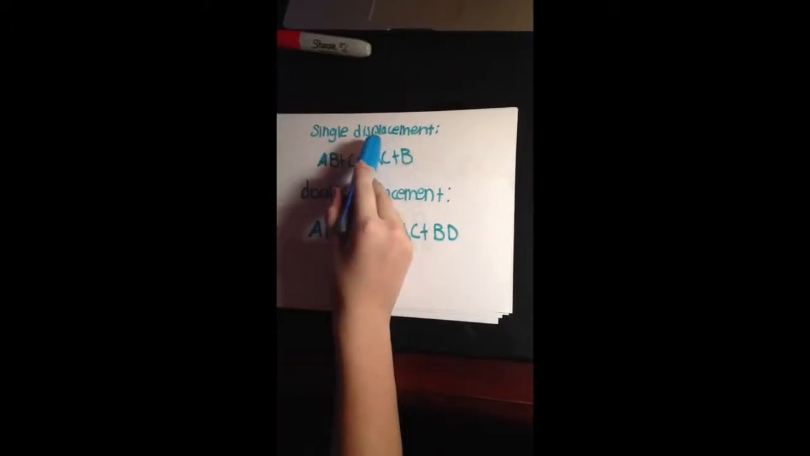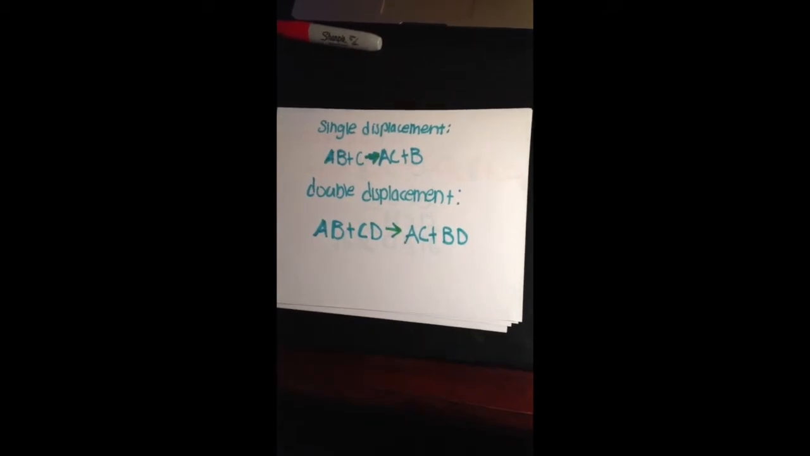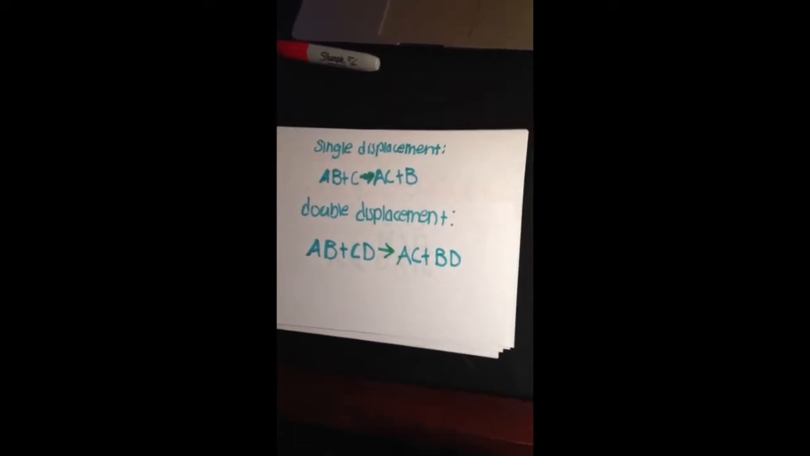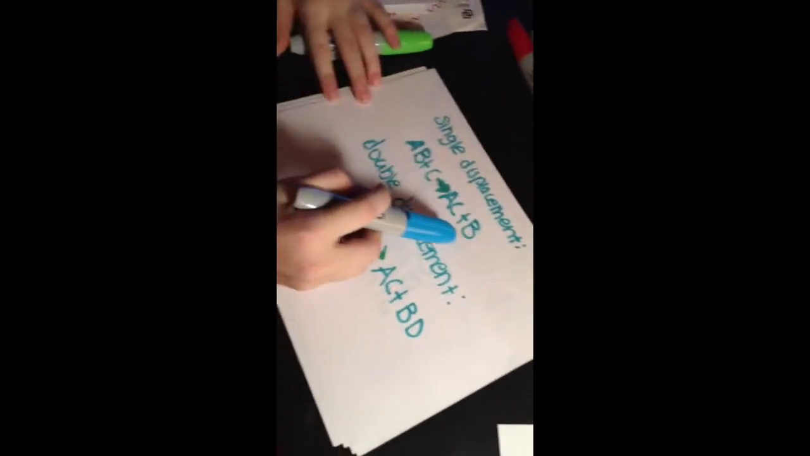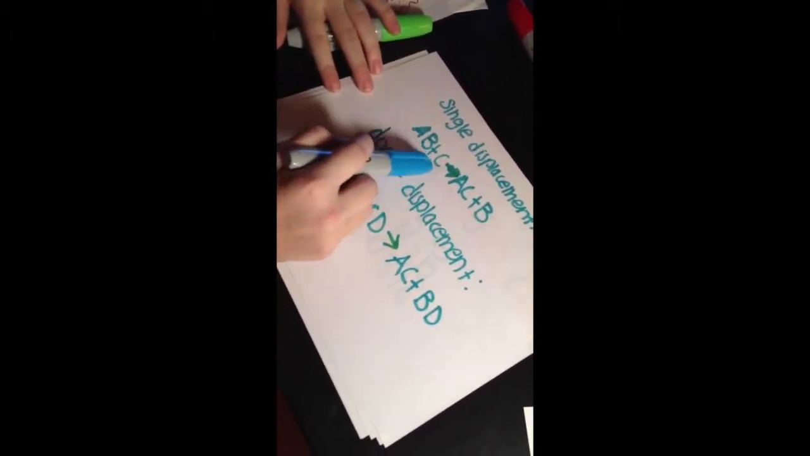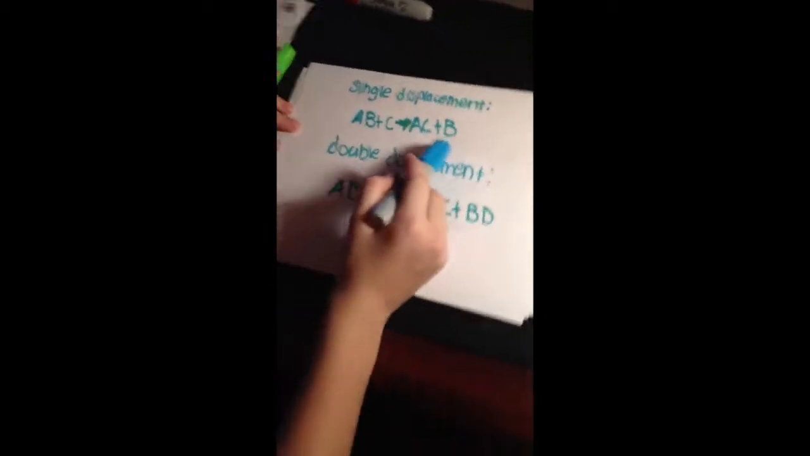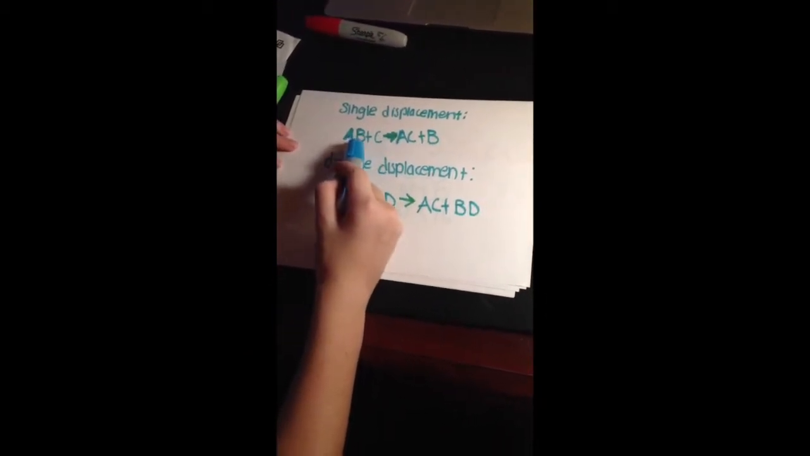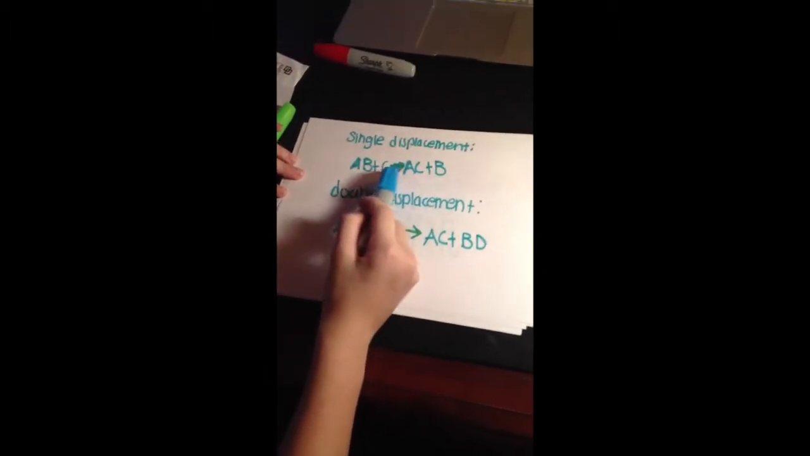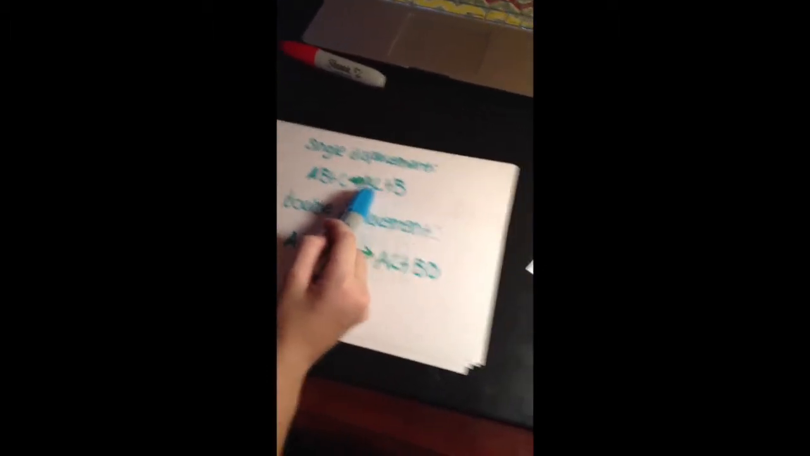Now we are going over single displacement. Single displacement is when one element replaces another element in a compound. For example, we have AB plus C yields AC plus B. This is showing that a compound plus an element makes another compound plus an element, but they have switched the order. So now the B over here is not part of this compound. It is now AC, so this element forms this compound.